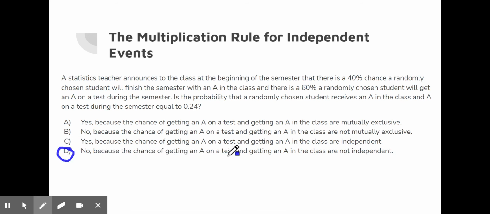No, because the chance of getting an A on a test and getting an A in the class are not independent. There will be people in the class that have that 40% chance who are in that 60% chance range, right? So there are some people who can finish with an A who are also in that 60% who can get an A on the test, or during the semester, sorry. So that's why they're not independent, because you can actually get an A on the test and get an A in the semester.